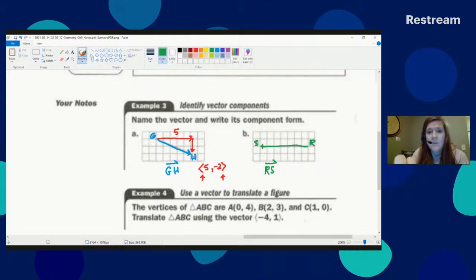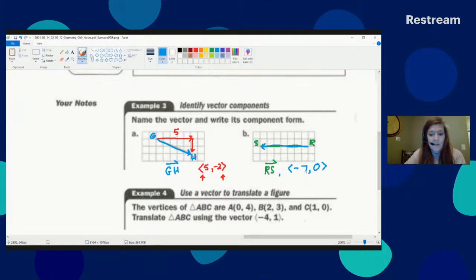For the component form, we need to worry about what happens with the x's first. The x is just right along this line, and it looks like we're going 7 units to the left. So the x part of this will be -7. And the y part of our vector is 0, because we're not going anywhere in our y. So the component form of this vector will be <-7, 0>.